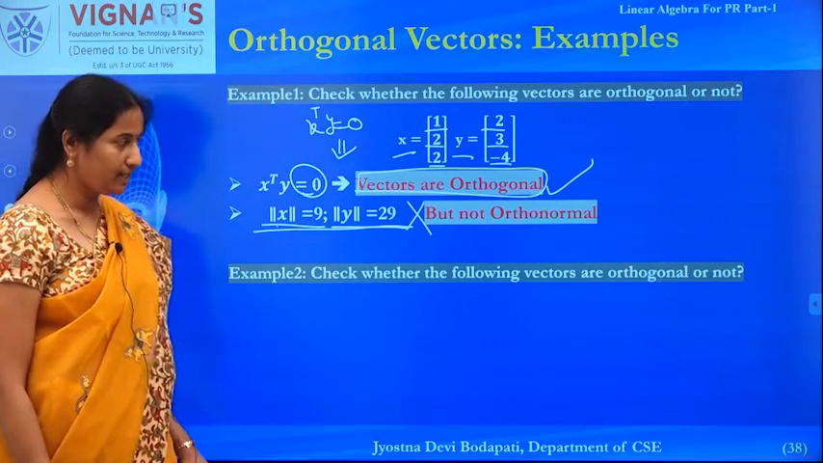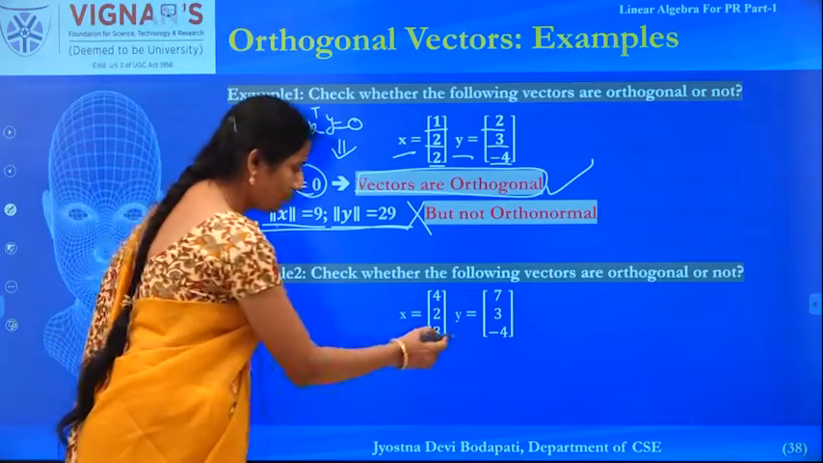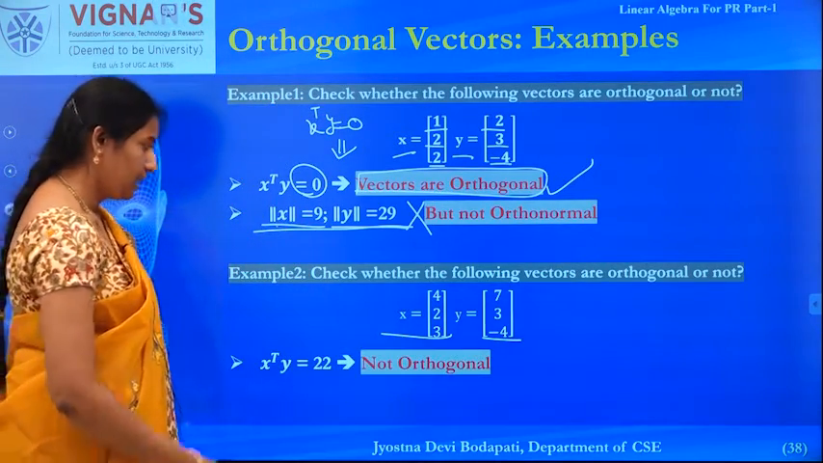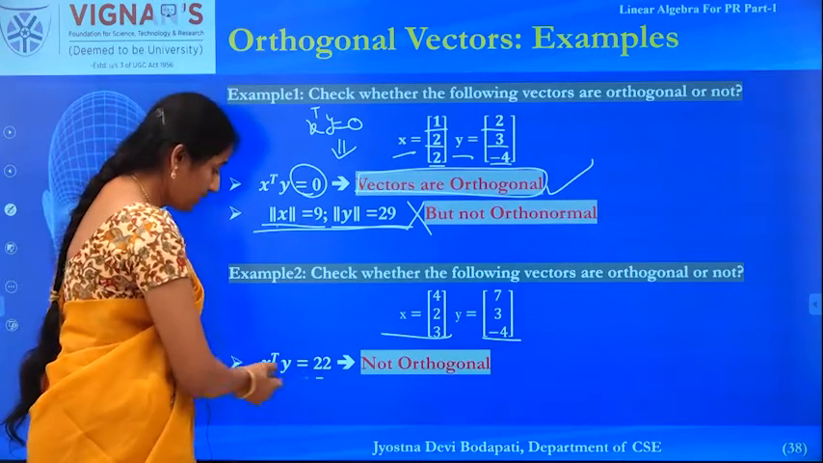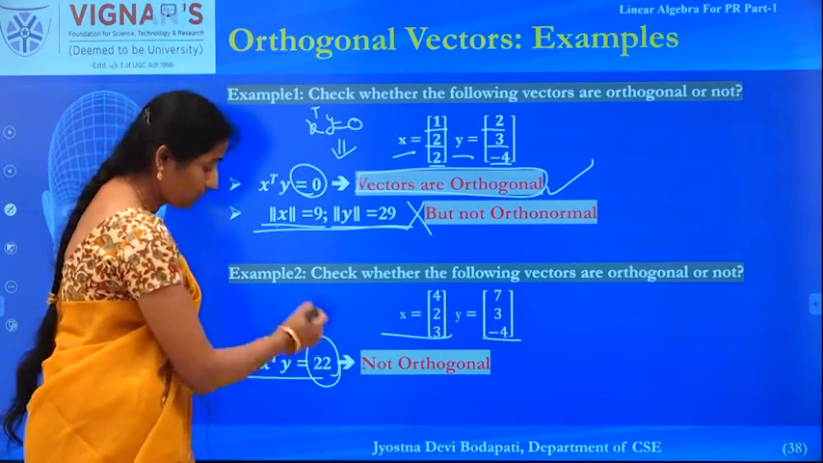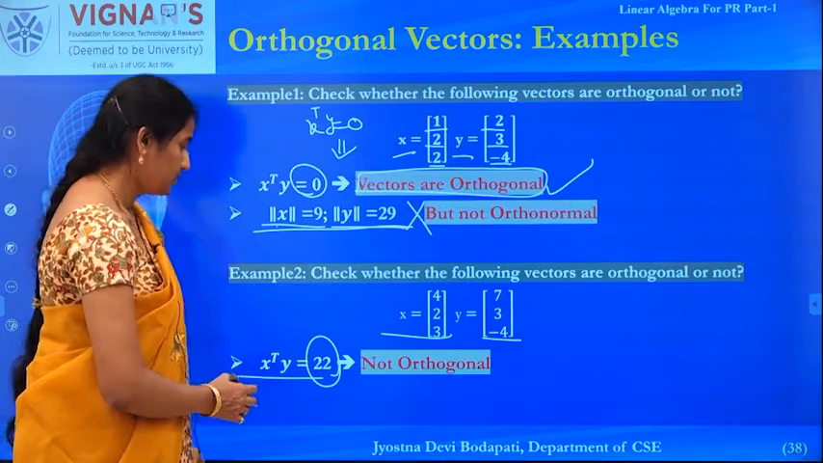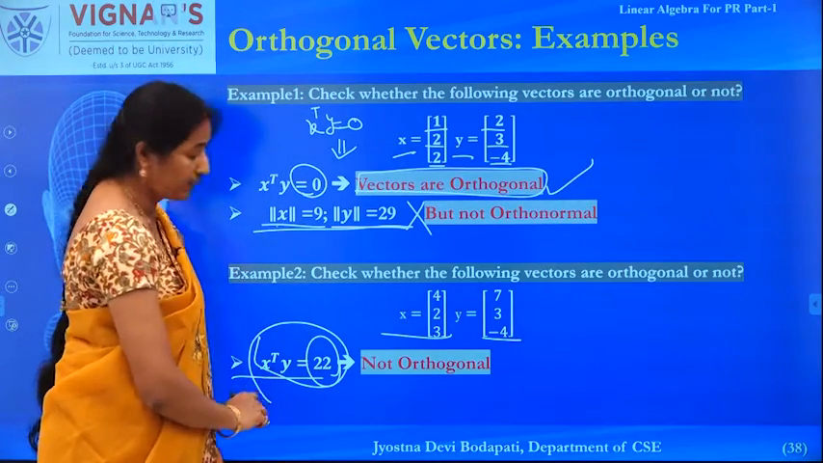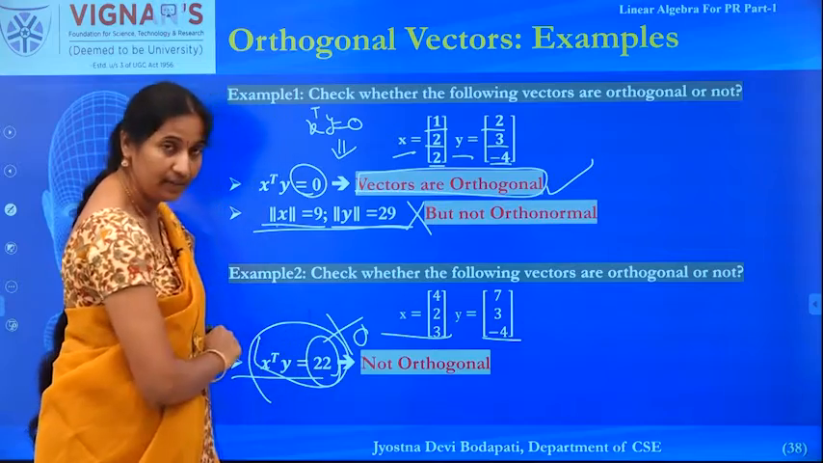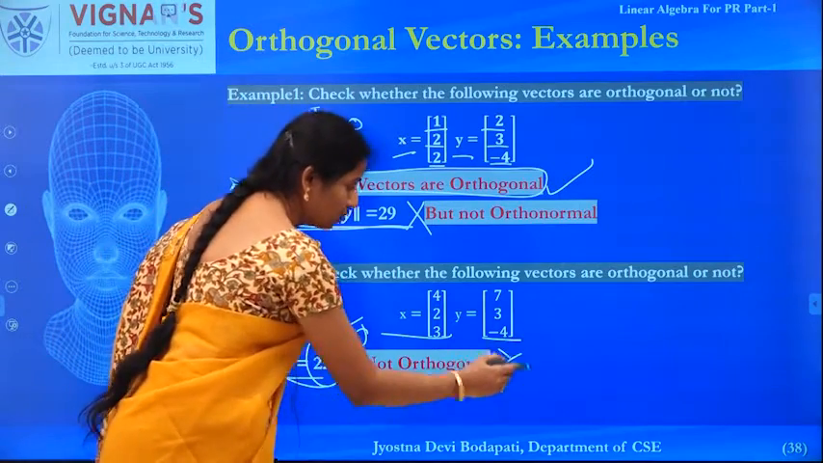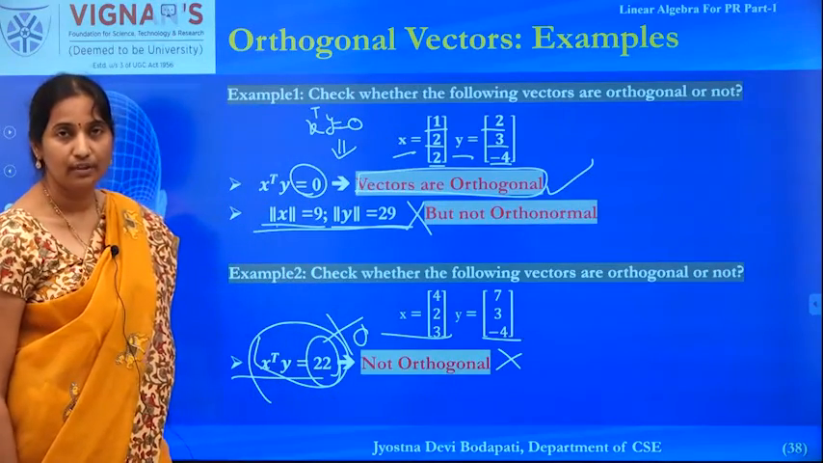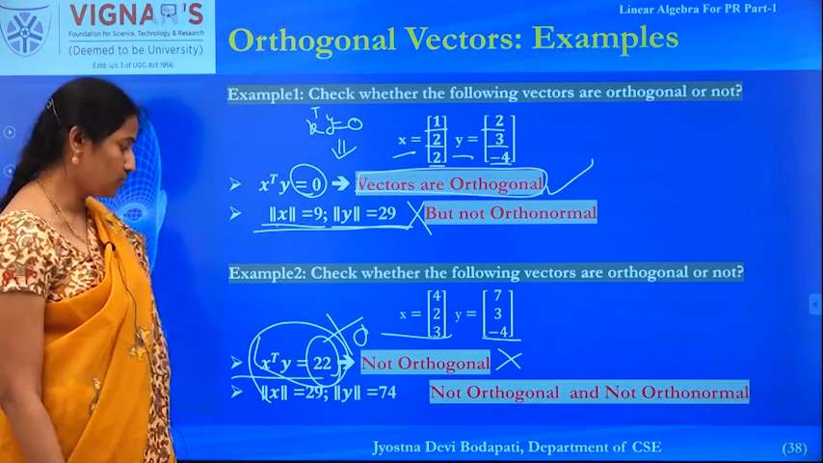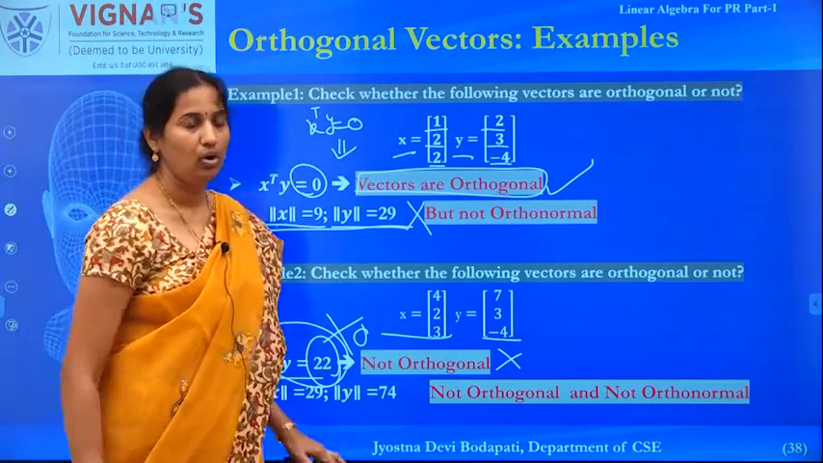Now, let us have another example. Consider 4, 2, 3 as one vector and 7, 3 and minus 4 as the other vector. If you compute x transpose y, it is 22. The inner product of these two vectors is not 0, so I can say that they are not orthogonal. If they are not orthogonal, they cannot be orthonormal either. So, they are not orthogonal, and not orthonormal.